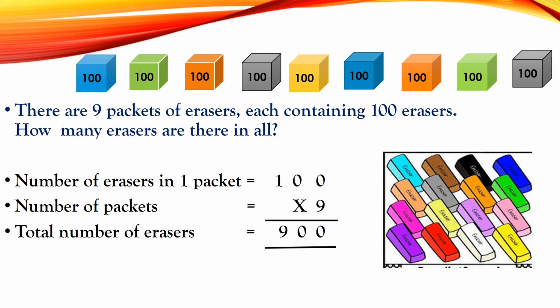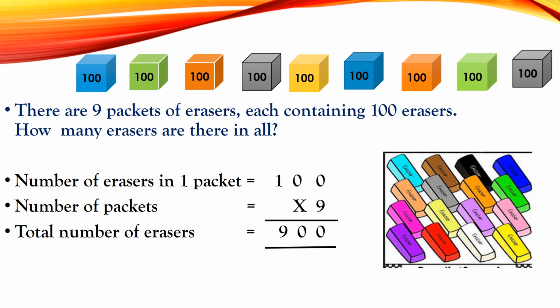Now let's have a look at the third problem. There are 9 packets of erasers, each containing 100 erasers. How many erasers are there in all? So now look at the question carefully. There are 9 packets or 9 boxes, which I have shown above in cubes. If you can see, there are different boxes of erasers and each box contains 100 erasers. Each box or each packet.